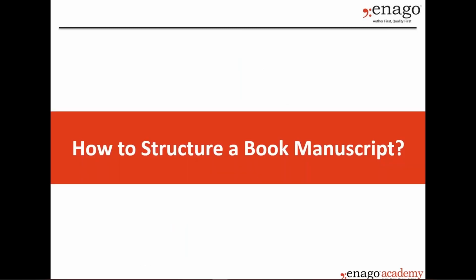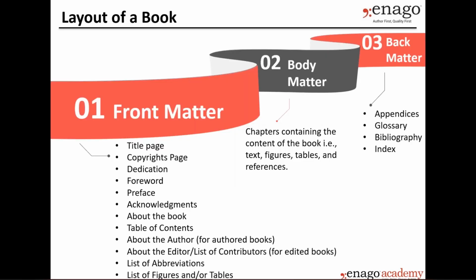So then, how to actually structure a book manuscript? We have first here the front matter, including title page, copyright page, dedication, foreword, preface, acknowledgements, about the book, table of contents, about the authors, and so on. Then we have the body matter, chapters containing the content of the book, the text, figures, tables, and references. And finally, we have the back matter: appendices, a glossary, bibliography, indices, and so on.